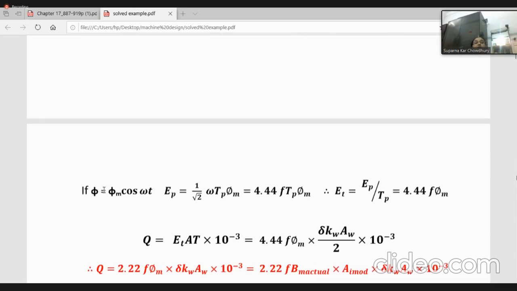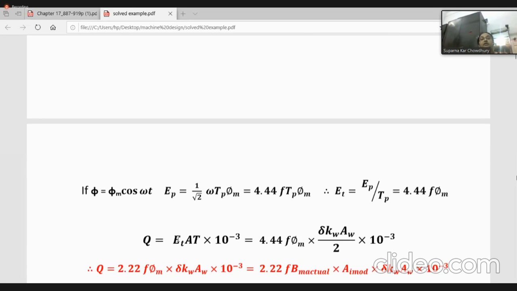Now if we consider the sinusoidal flux distribution, so phi is equal to phi m cos omega t. So EP, the induced EMF, will be 1 by root 2 omega TP into phi m, this is the RMS value, that is 4.44 F TP into phi m. ET, that is the voltage per turn, will be the induced voltage divided by the number of turns. So this is 4.44 F into phi m.